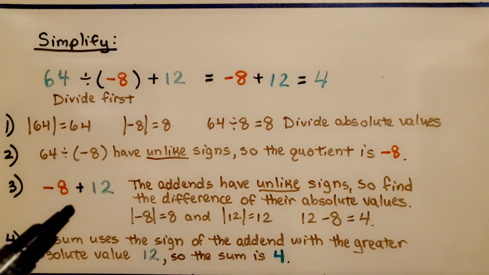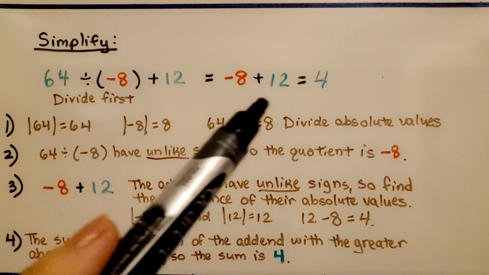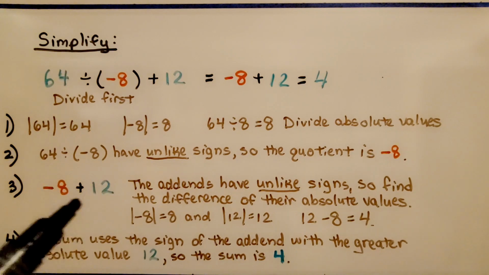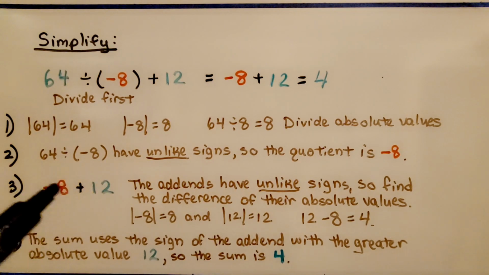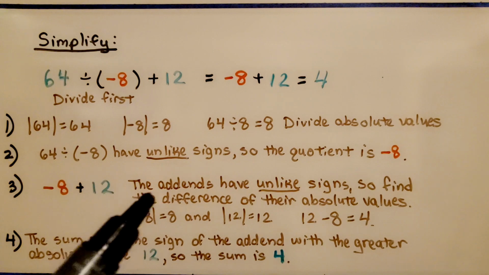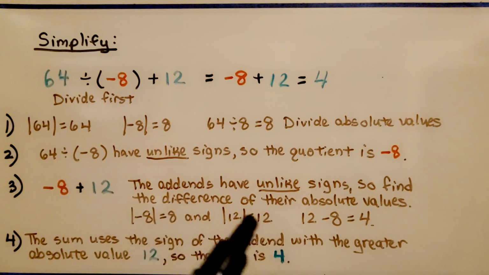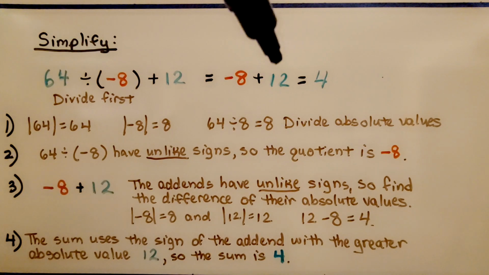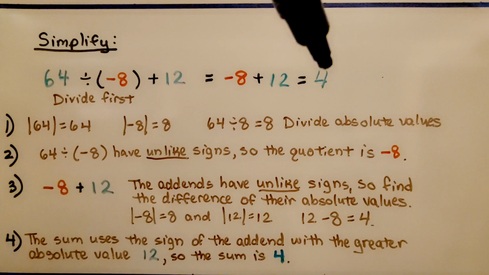Negative 8 plus 12. The add-ins have unlike signs, so we're going to find the difference of their absolute values. Negative 8, the absolute value is 8, and 12, the absolute value is 12. The difference between a 12 and an 8 is a 4, and the sum uses the sign of the add-end with the greater absolute value, which is 12, so the sum is a positive 4 because that's a positive 12. We know that it's equal to 4.